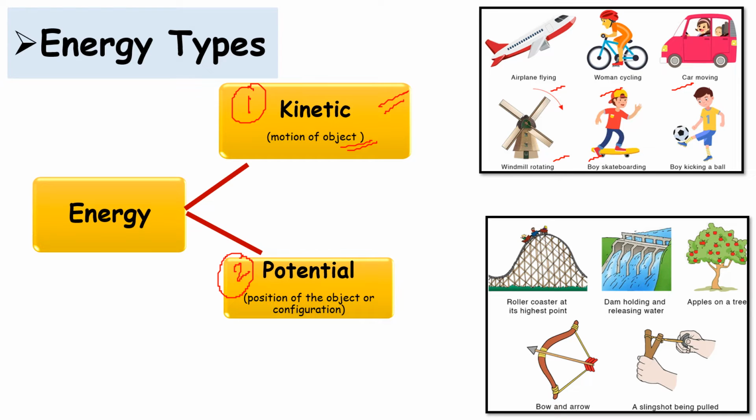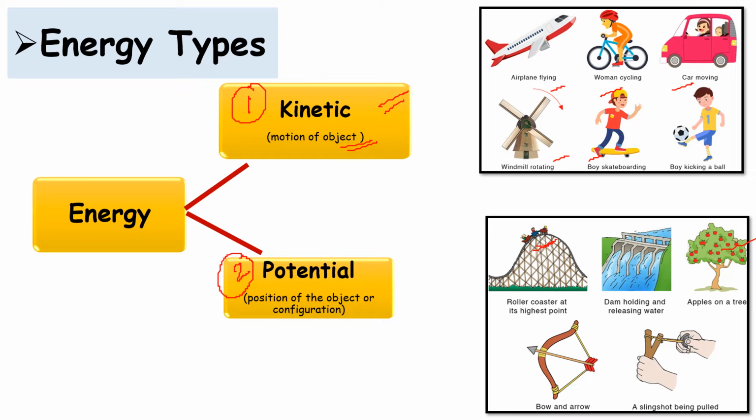Now here are some pictures. A roller coaster at its highest point will have the potential energy. Water stored in a dam will have potential energy. Apples on the tree will possess potential energy. Stretched arrow, pulled slingshot. So all these are the examples of potential energy. That means they have energy because of their position or because of the arrangement within the system.